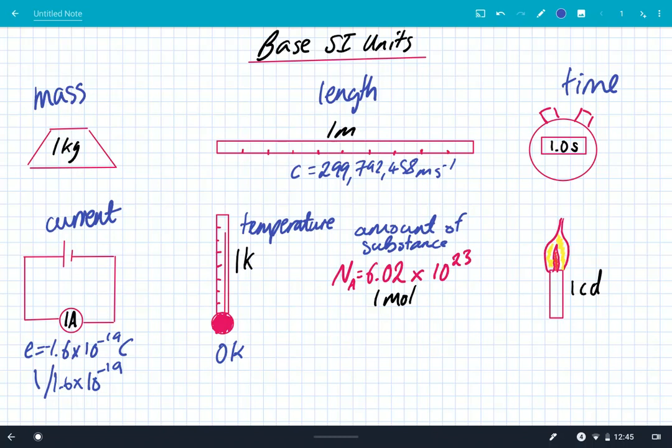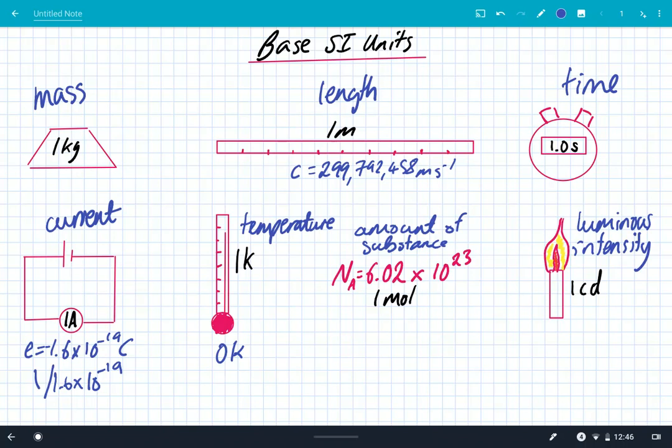The last quantity is luminous intensity, and this is measured in candela. And candela was actually defined using the standard candle and measuring the brightness at a certain distance. Nowadays we use very specific sources of light at very specific frequencies.